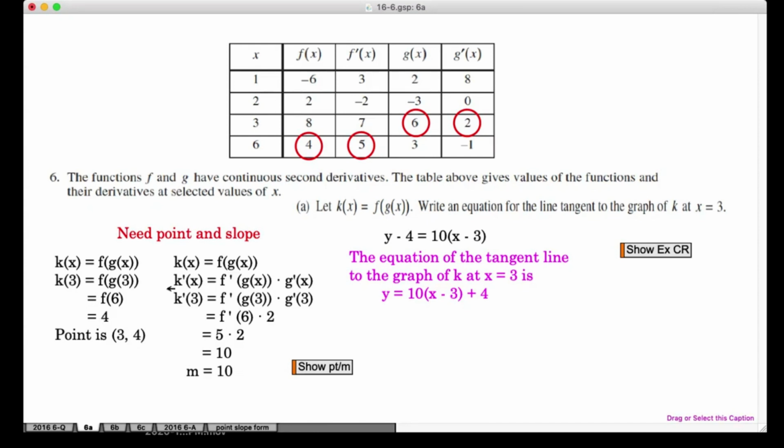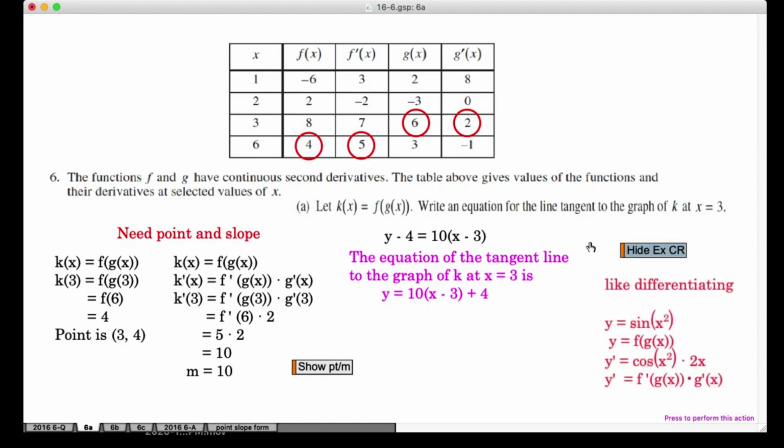Now, in order to find the slope, we have to find k prime. That's the part they're really looking for here. They want to see if you know how to use the chain rule. So k prime of x, this is a composition of functions, so the derivative of f is f prime of g of x times the derivative of what's inside, g prime of x. Let's look at that for a second, because people get confused with that.